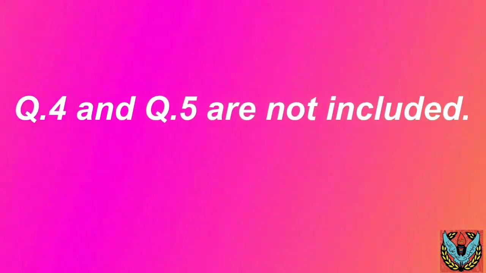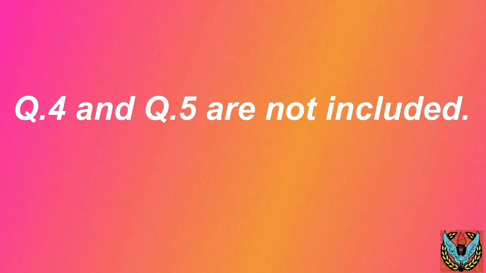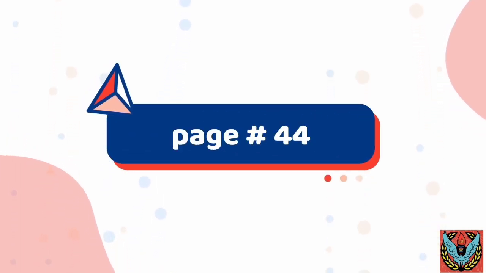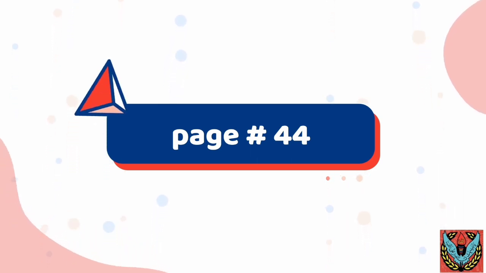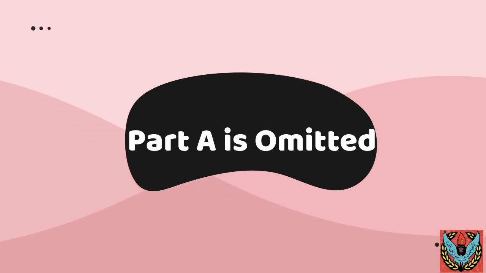Dear students, question number 4 and 5 are omitted. These are not included in your syllabus. Now students, we will move towards the next part of the exercise, which is on page number 44. Part A is omitted and this is part B.